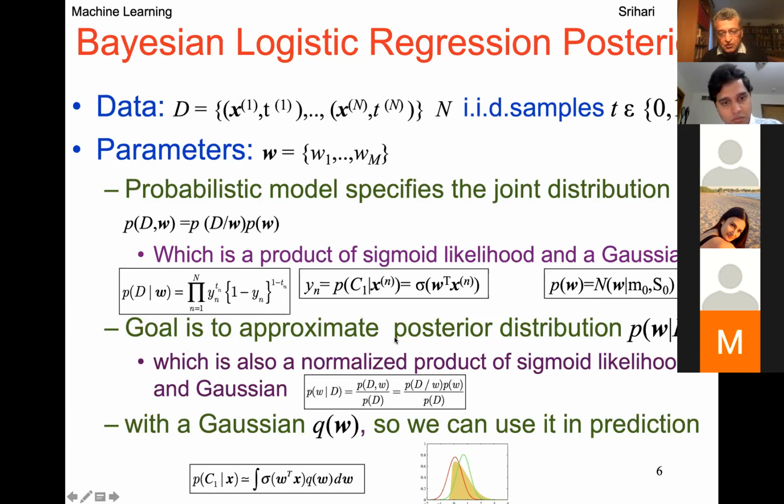In the Bayesian approach, the goal is to approximate the posterior distribution P(w given D). We were just using P(w) here. When I give you the data, we want to approximate this posterior distribution, which is also a normalized product of the sigmoid likelihood and the Gaussian. So P(w given D) can be written as P(D given w) times P(w) divided by P(D). So P(w) is going to get replaced by P(w given D).